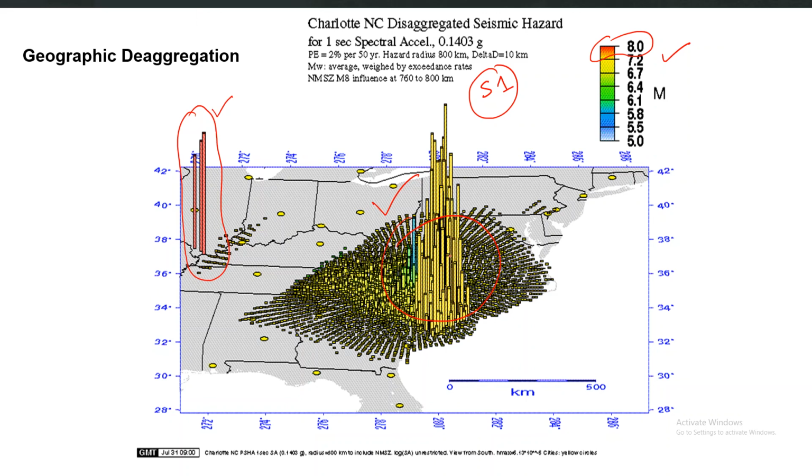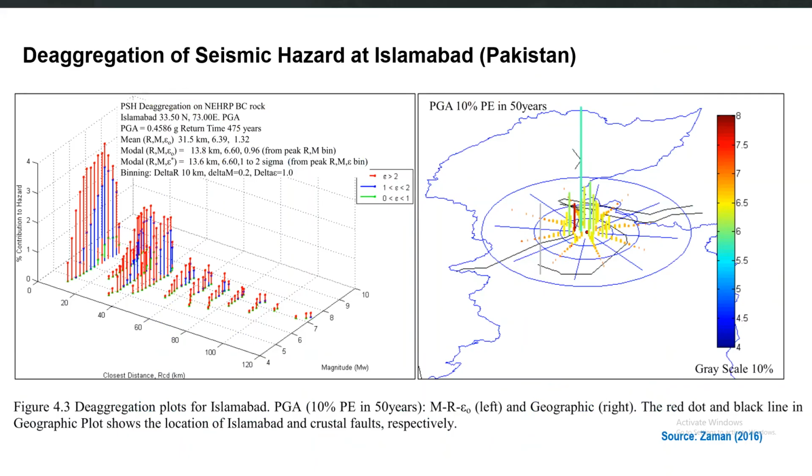So this geographic de-aggregation information is very useful in understanding the controlling seismic sources or MR pairs at your particular site. So this is the example for Pakistan. This is taken from this study, and you can see here that for Islamabad the seismic de-aggregation is performed. The left side is the M, R and epsilon de-aggregation, that 3D graph which I just explained, and on the right hand side you have the geographic de-aggregation for the capital city Islamabad.